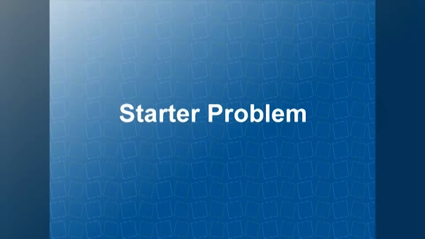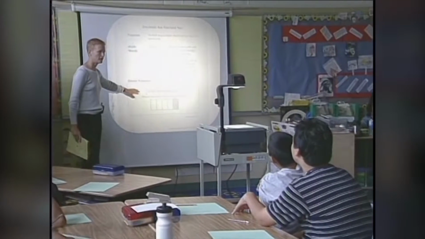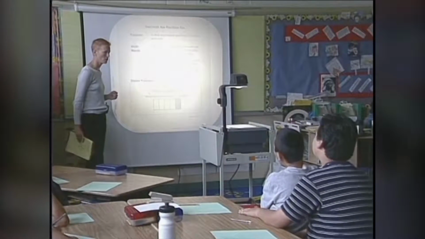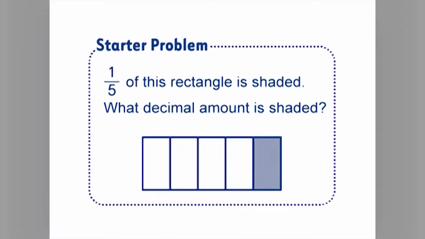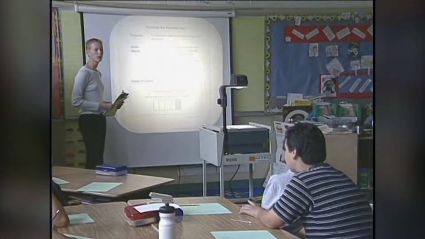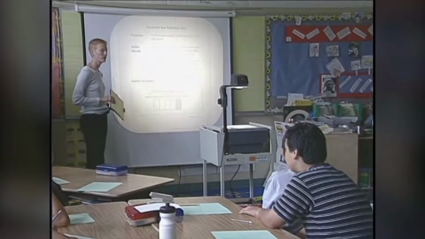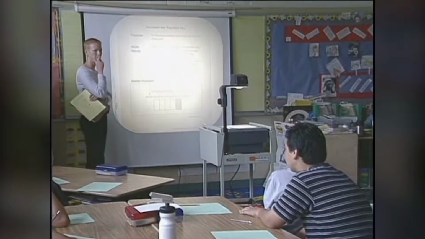We're going to go ahead and do a starter problem now. And again, I'd like you to read this quietly in your mind as I read it out loud. 1/5 of this rectangle is shaded. What decimal amount is shaded? I'd like you to work on this problem on your own. And as you work on it, I want you to think, where might somebody make a pitfall?